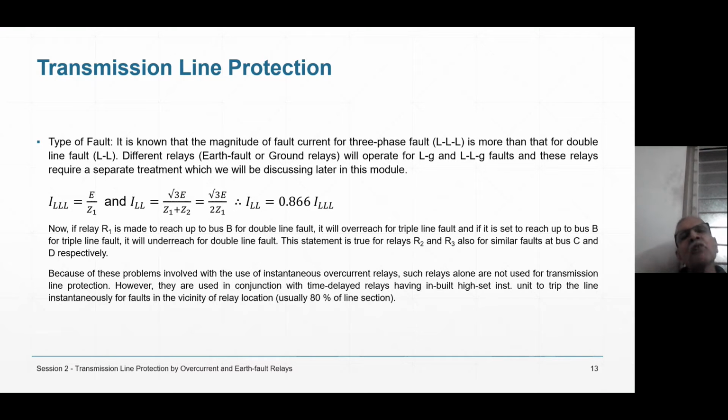So you should wait up to 8 seconds. You should leave 20% margin. You should wait up to 8 seconds. You are not waiting. You are tripping within 1 cycle or 3 cycles. So you are not exploiting the thermal withstand capability of the equipment to be protected.